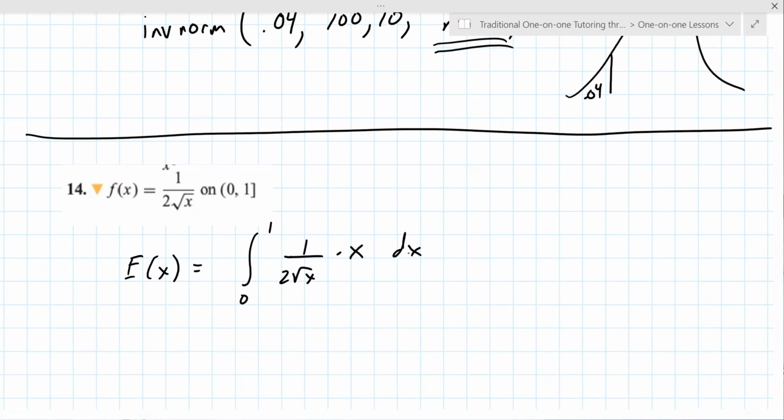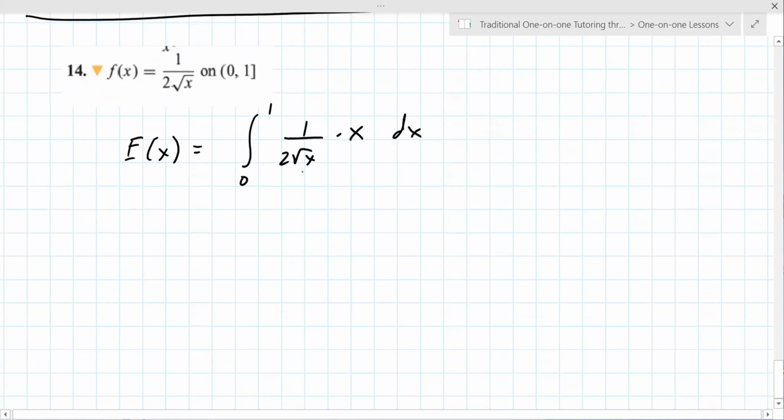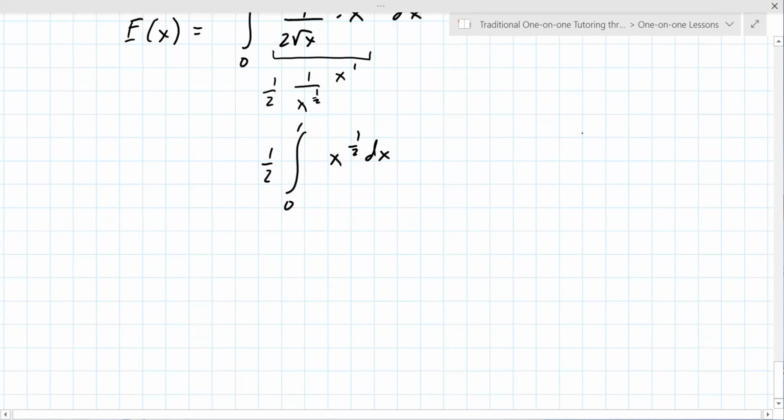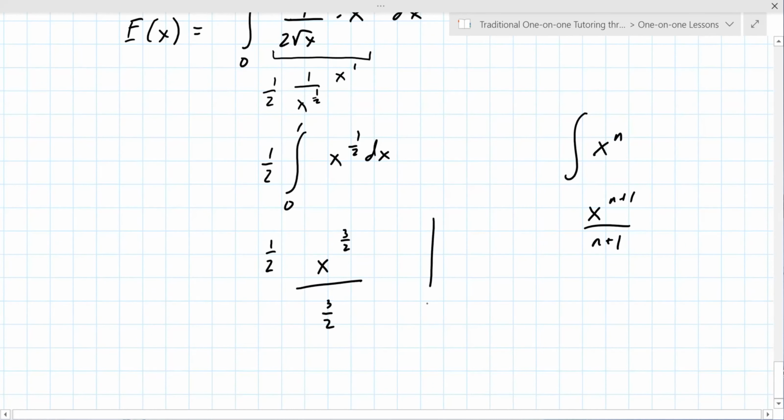Okay, I will certainly work this out for you. So this part inside the integral, the 1/2 is off to the side. It's 1 over x to the 1/2 power. This is x to the 1 up here. So it all simplifies to 1/2, and you can bring this 1/2 out. x to the 1 over x to the 1/2 is x to the 1/2 dx. So there's this power rule integral, where you add 1 and then you divide by the new exponent. So this becomes x to the 3/2 over 3/2, all times 1/2, and then you evaluate it from 0 to 1.